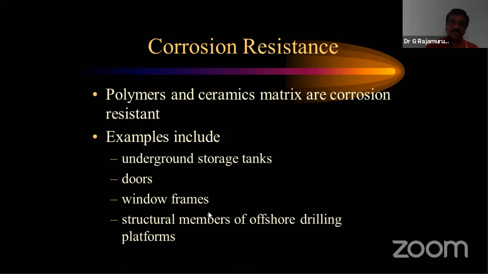Okay. And where can I use this? Where do we see the corrosion problem when you use this composite material? For example, if you use it in underground storage tanks, doors, window frames, and structural members of offshore drilling platforms, in those areas, if you are focusing on using your composite material, then that particular composite material should have excellent corrosion resistance.